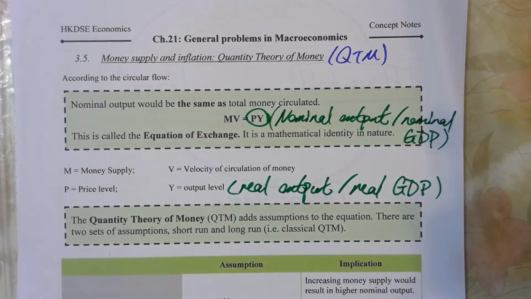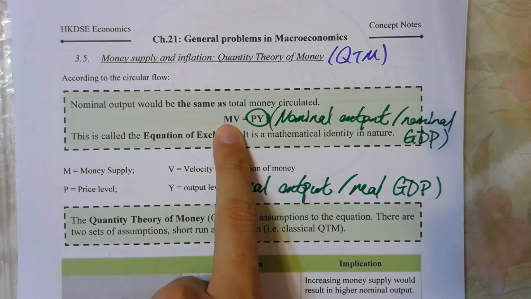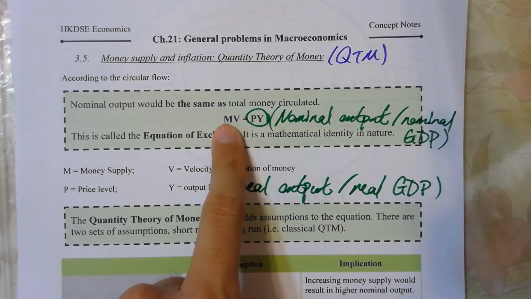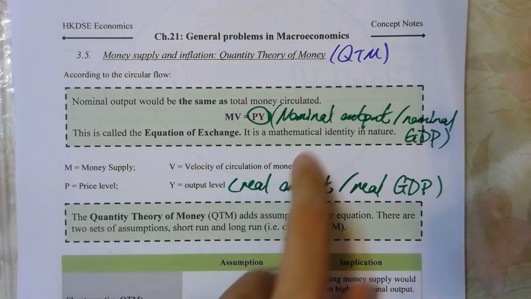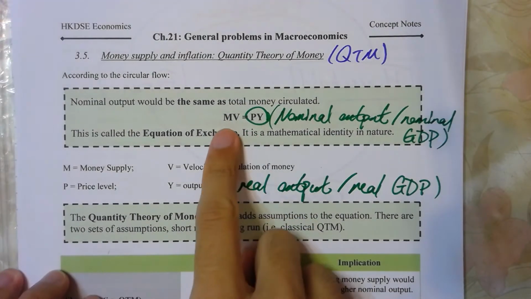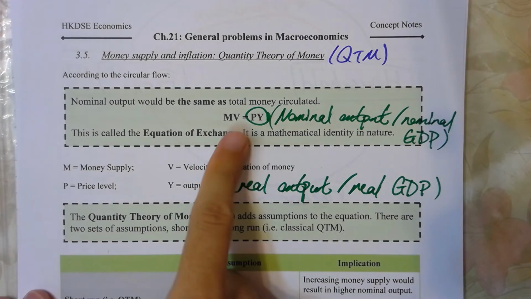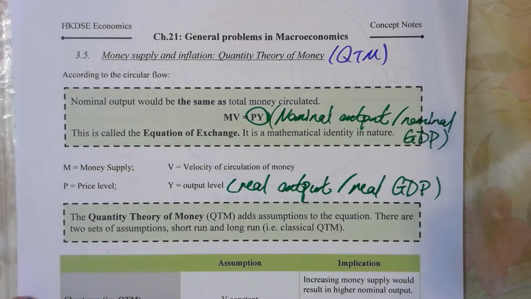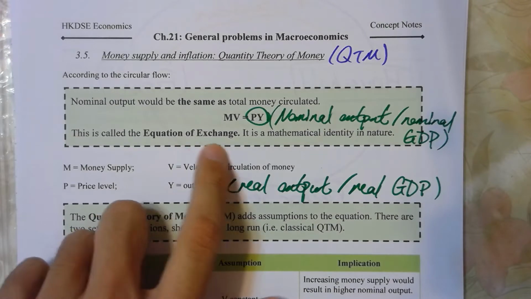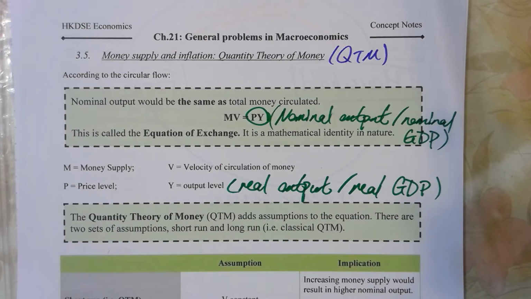What does this mean? This is exactly the expenditure approach, CIGNX. But instead of breaking down into CIGNX, we just see money, how many times it has circulated, and the total amount of money circulated would be GDP. Right? Makes sense, right? This guy, MV equals to PY, we call it the equation of exchange. Remember, there is no theory involved. This is only a mathematical identity.